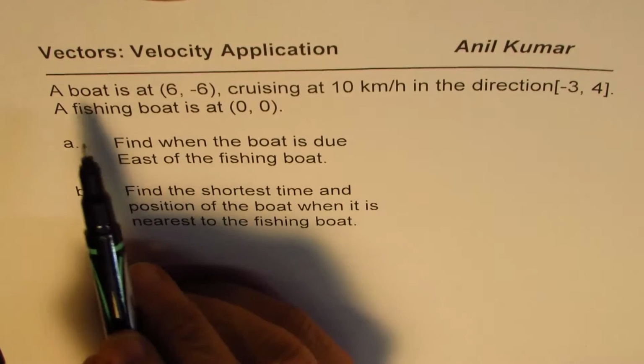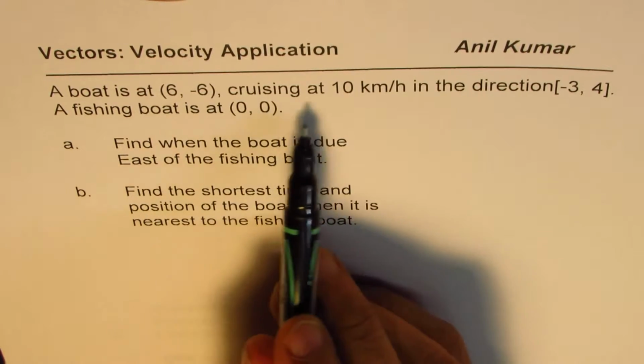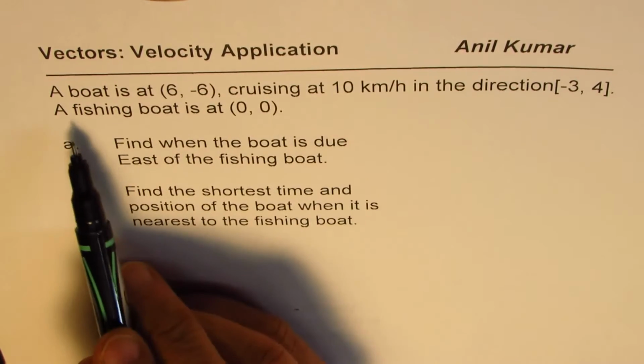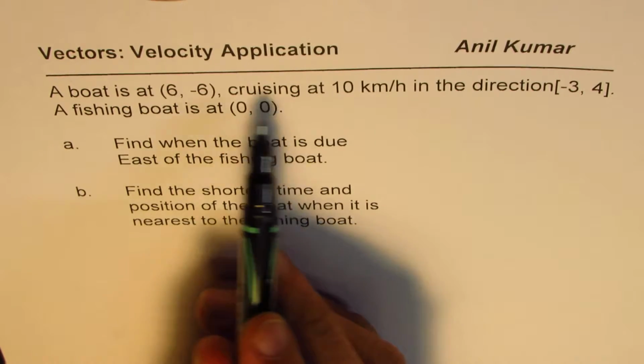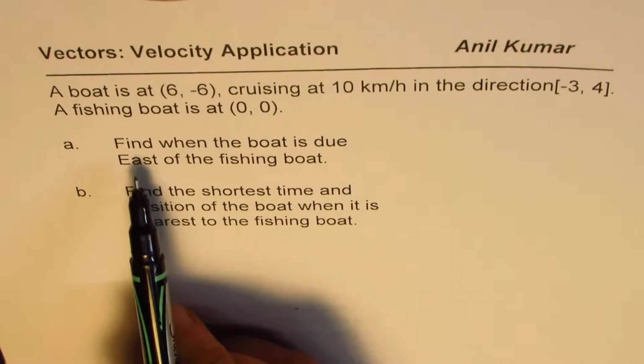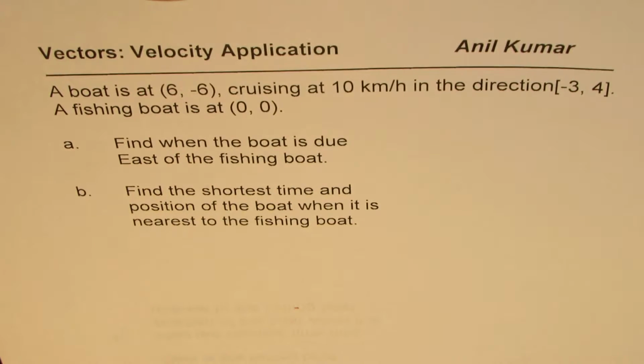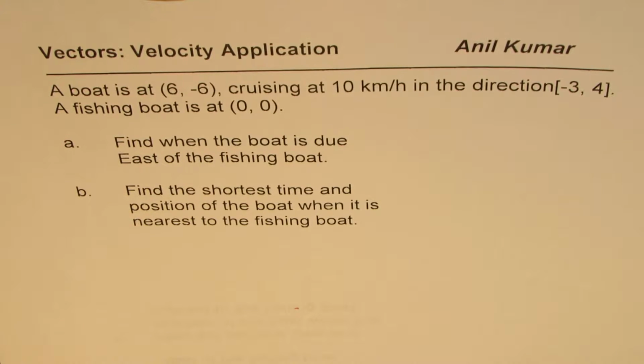The question here is: a boat is at (6, -6), cruising at 10 kilometers per hour in the direction (-3, 4). A fishing boat is at (0, 0). So we are given a scenario. Part A: find when the boat is due east of the fishing boat. And part B: find the shortest time and the position of the boat when it is nearest to the fishing boat. So these are two questions for you to solve. You can pause the video, answer the question, and then look into my suggestions.